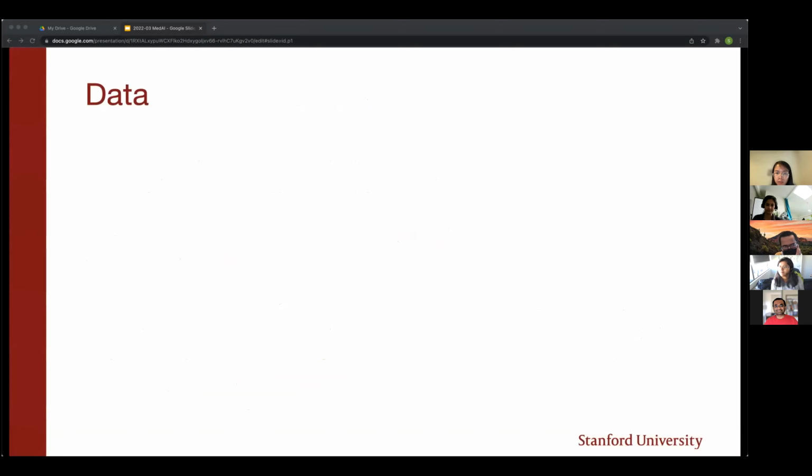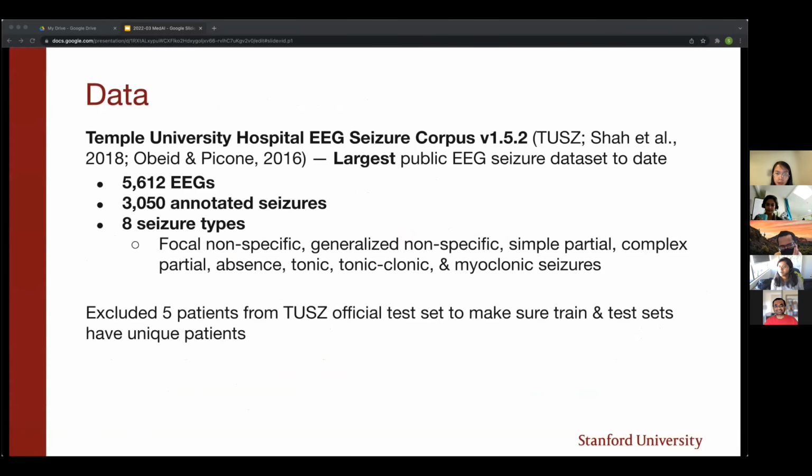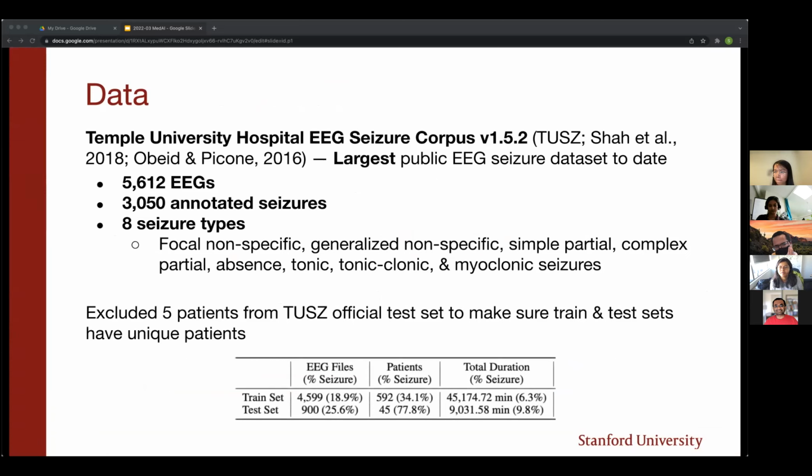In our study, we use the public Temple University Hospital EEG seizure corpus. It is, I believe, the largest public EEG seizure data set to date. It has around 5,000 EEGs, 3,000 annotated seizures, and 8 seizure types in total.